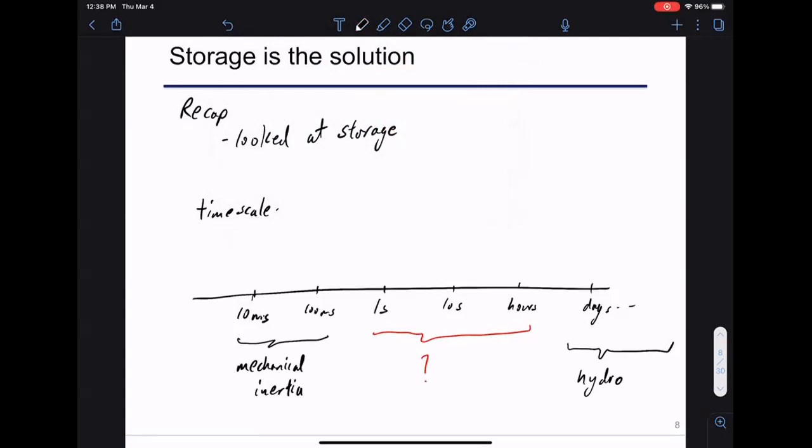This kind of separation of time scale thinking is quite useful to have in power systems. It's a quite useful picture to have in your mind: at what time scale are things happening?